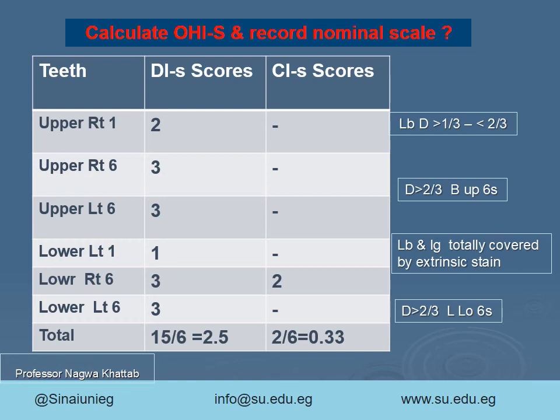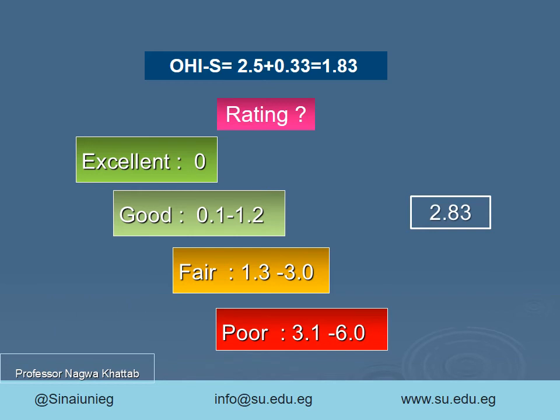We will put all the teeth, put the scores, calculate the debris index scores divided by 6, 2.5. For the calculus index, only the lower right six has individual flecks of subgingival calculus. Score 2, all others 0. Therefore, it was 0.33. The oral hygiene index simplified will be 2.83. Return to the scales. 2.83 means a fair rating of oral hygiene.